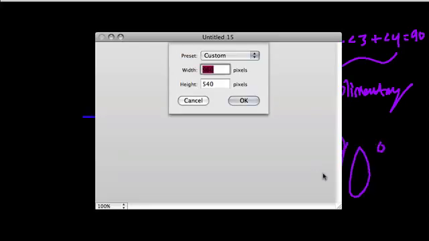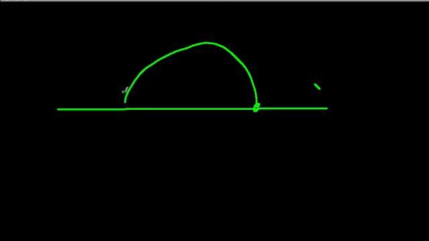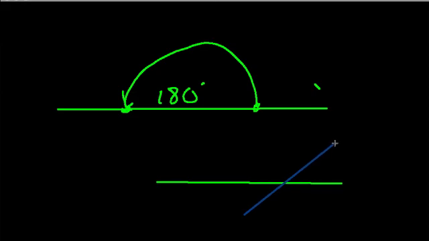Whereas supplementary angles are all about straight lines. So if I have a line right here, a line has 180 degrees. If I start here and I rotate over here, that's a 180 degree rotation. Supplementary angles look at this idea. They take a straight line and then they just cut it up.